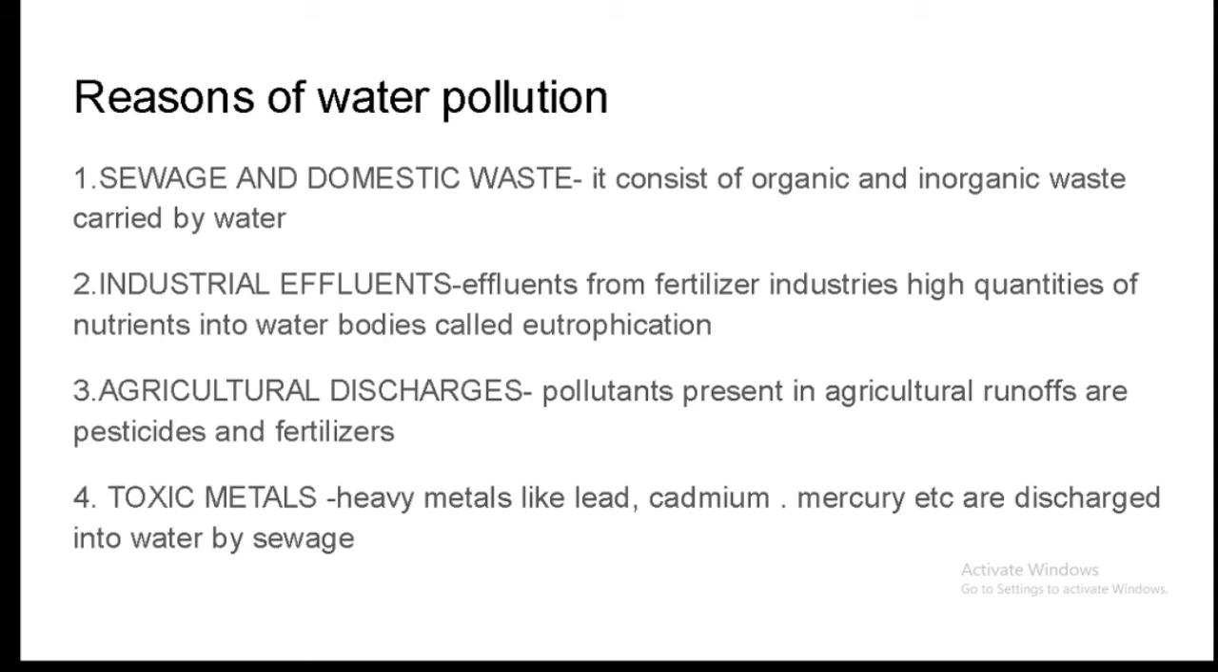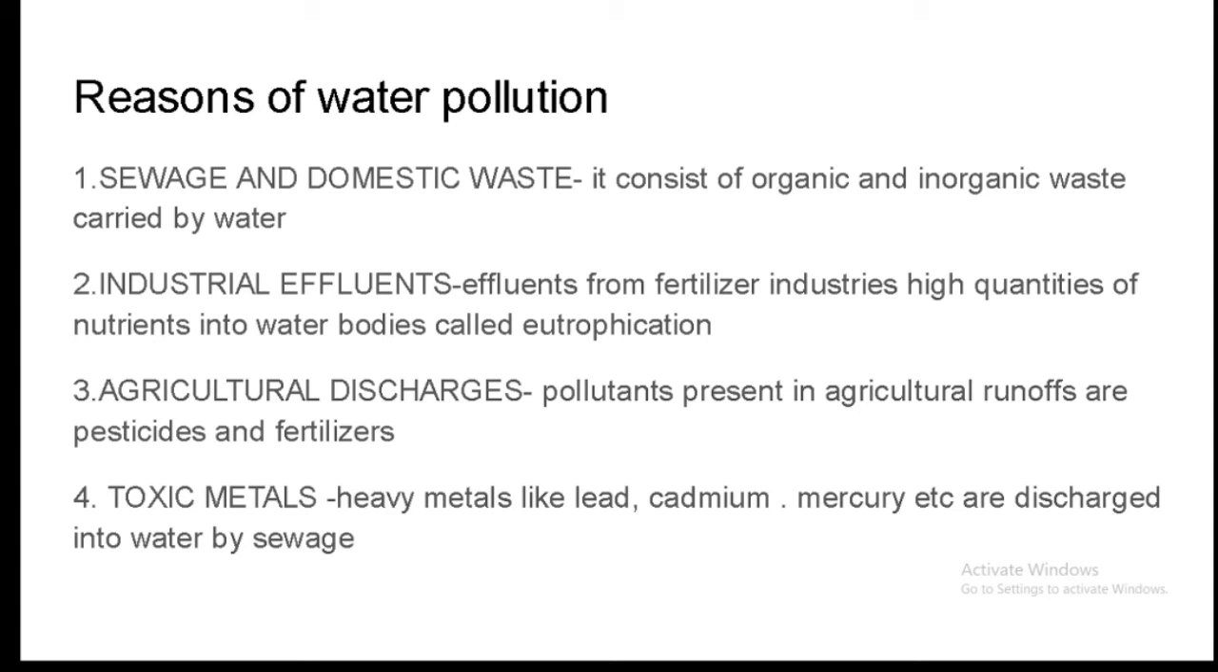So let us discuss the reasons for water pollution one by one. First is sewage and domestic waste. Domestic wastes are discarded materials produced from individual human activities. They consist of organic waste along with inorganic waste coming out of houses, hotels, religious institutions, etc. Sewage consists of organic and inorganic waste matter of the community carried by water. Domestic sewage contains a large quantity of soaps and detergents and also human and animal excreta.